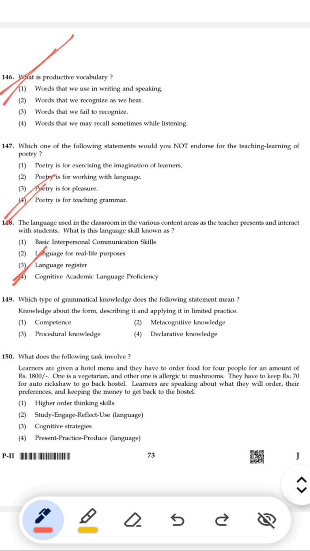Moving on, question number 149. Which type of grammatical knowledge does the following statement mean? Knowledge about the form, describing it and applying it in limited practice. Here this refers to declarative knowledge, because before applying what we see, for example, now I'm speaking with you all in English, right?